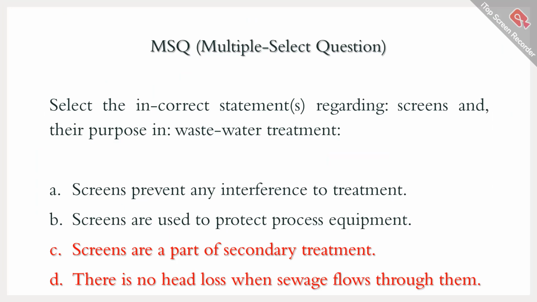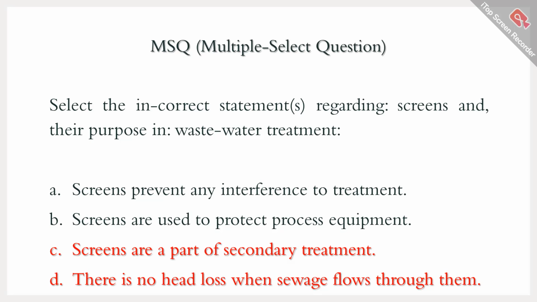So options C and D are incorrect statements. Options A and B are correct. Screens prevent any interference to treatment, and screens are used to protect the process equipment. These are true statements. For example, there is a screen called basically a pocket filter, which is usually used before your pumps. Those types of screens prevent larger particles from going into the impeller of the pump so that they don't damage the impeller.